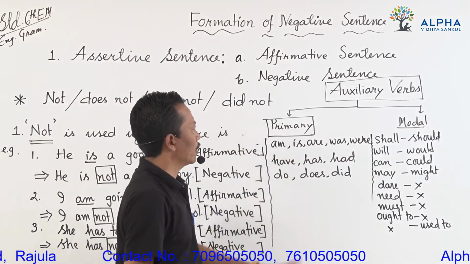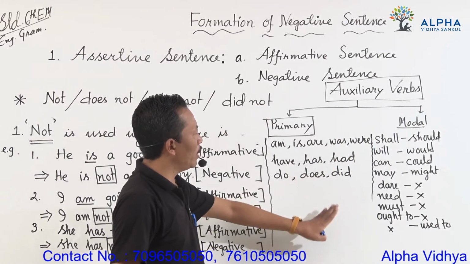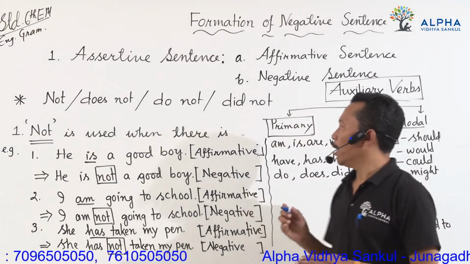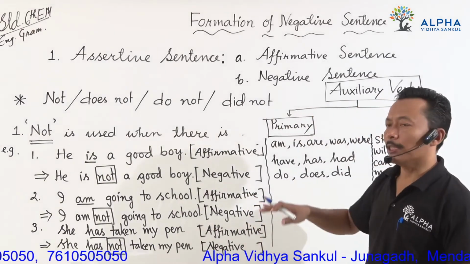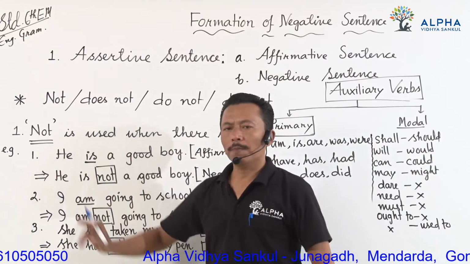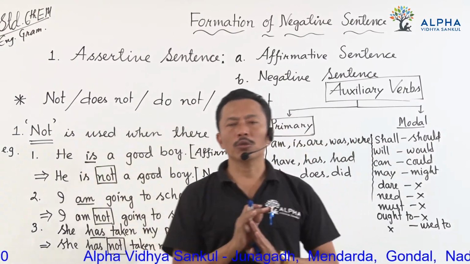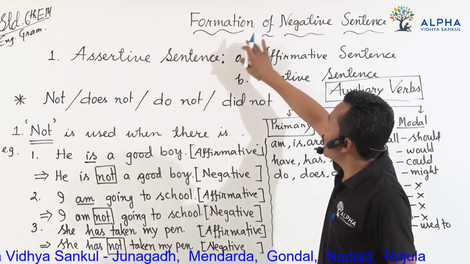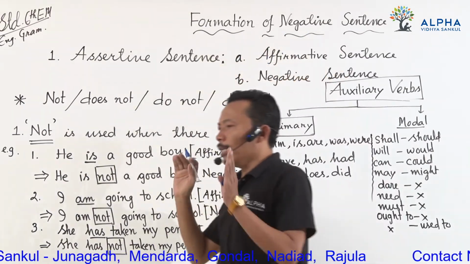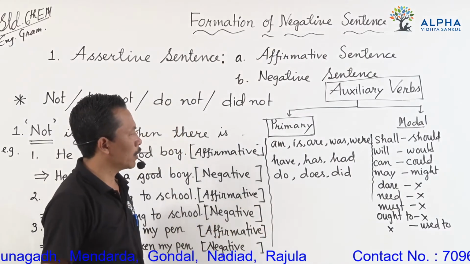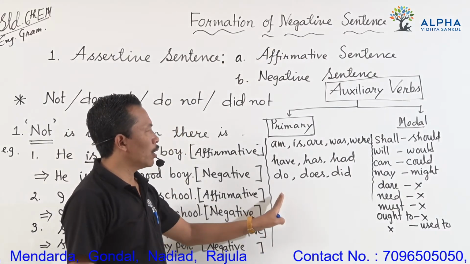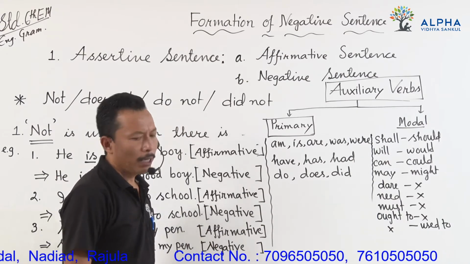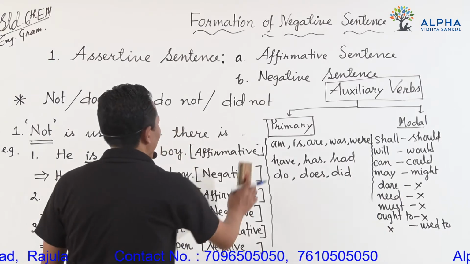You remember these things. My logic is that if you find any of these words, just after this word you put not, then your problem is solved. My question is formation of negative sentence. In any sentence, if you find these words, then we have to put not. Let us see by giving examples.